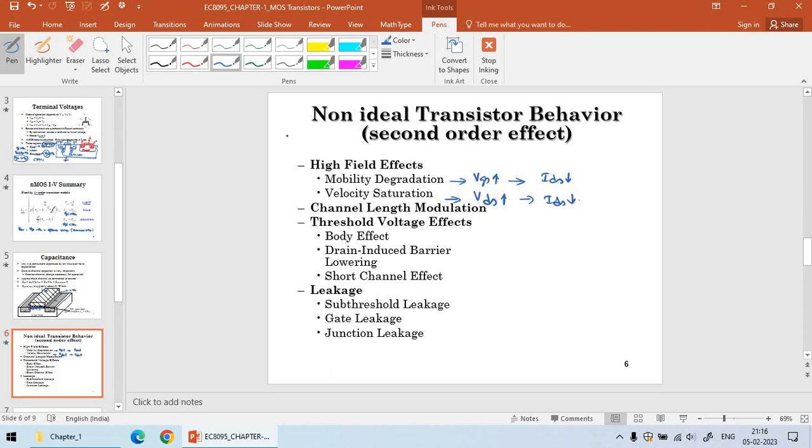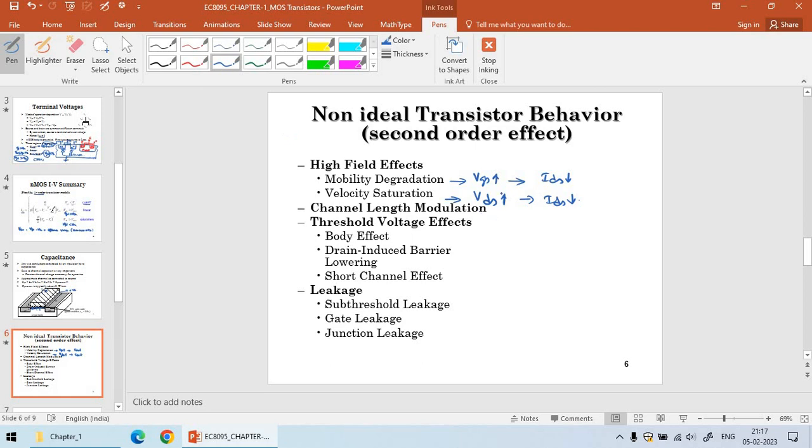So the charges in the channel are going to move inside the channel, and due to the lateral field, when you increase the lateral field, the drain source current is decreasing, and that is called velocity saturation. It is caused by a decrease in the velocity of the charge carriers.